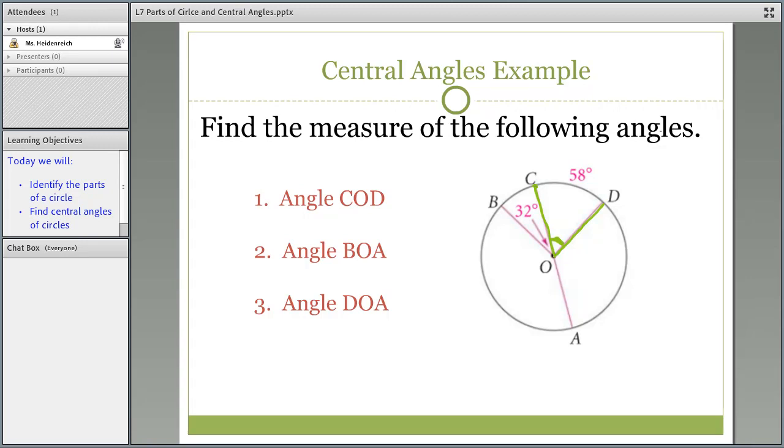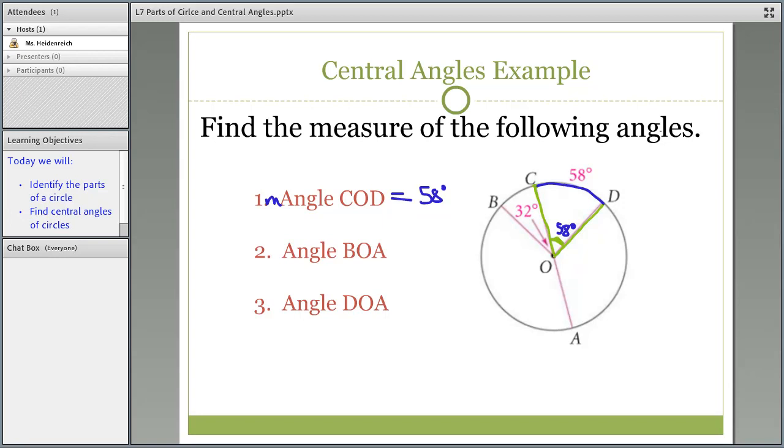But we do know that the intercepting arc for that central angle is 58 degrees. And we know that the central angle is congruent to the measure of the intercepting arc. So we can say that it just is 58 degrees. So the measurement of angle COD is 58 degrees.